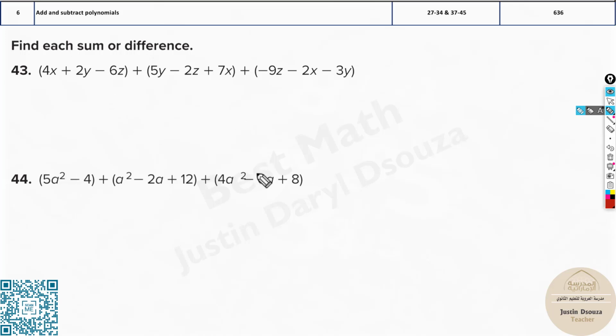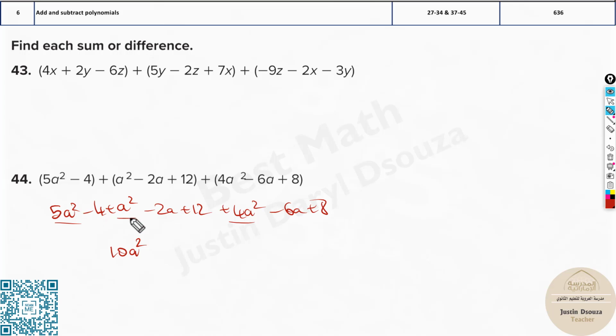I'll do the down one over here because there's degree 2 as well over here. Now 5a squared minus 4 plus a squared minus 2a plus 12 plus 4a squared minus 6a plus 8. Now what are the same terms? All these 5 plus 4 is 9 plus 1, it's 10a squared. And what are a terms? There are two a terms, that is minus 2a and it's minus 8a, because minus 2 minus 6 will be minus 8. What about the numbers? Minus 4, 12, it will be 8 over here, plus 8, it's 16.